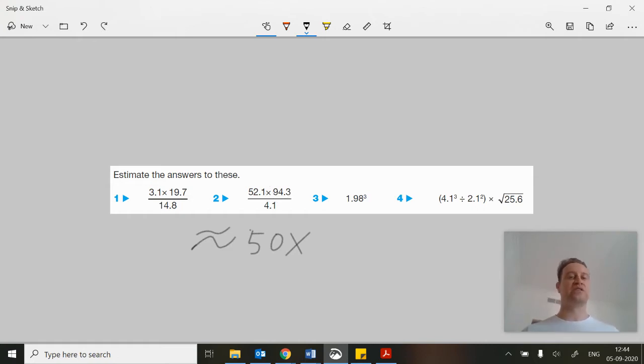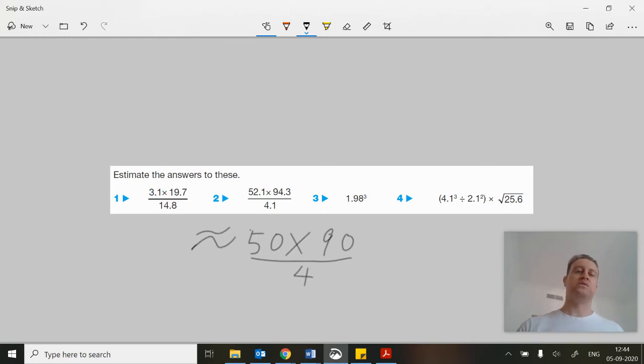So it's actually closer to 90, but if we had a 5 or more after the 9, we'd have to go up to 100, which would be the next 10. If we count in tens, we go 70, 80, 90, 100, 110. So this is times by 90 and then divided by 4.